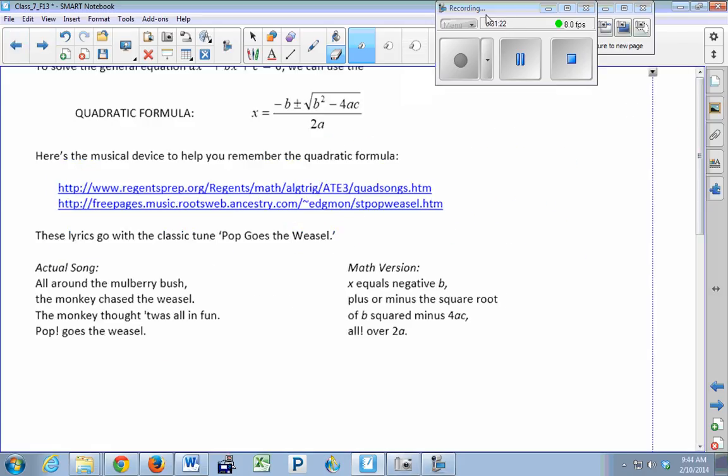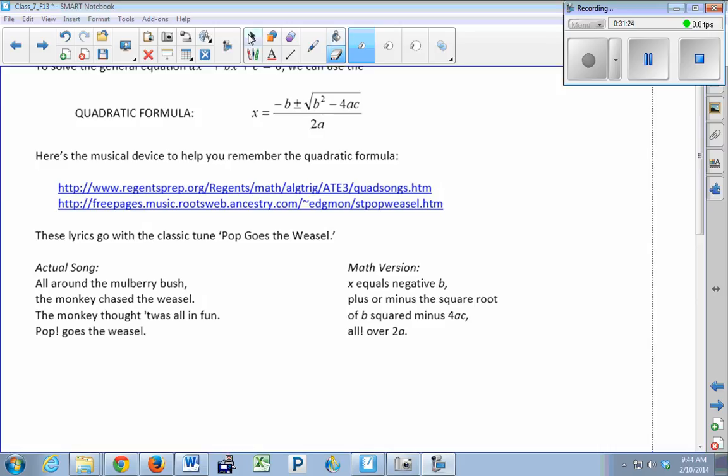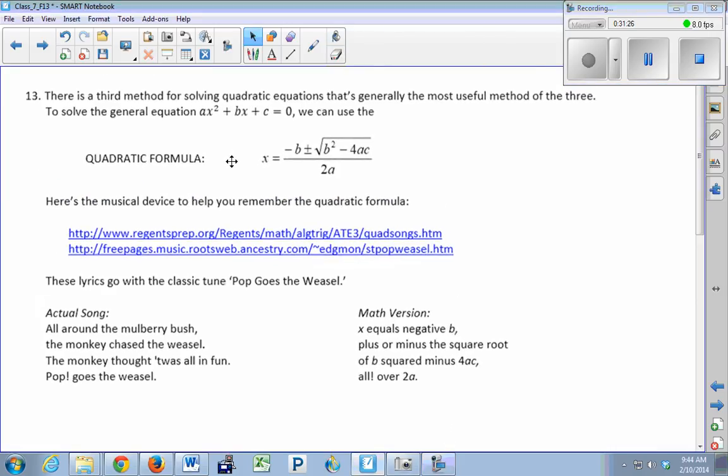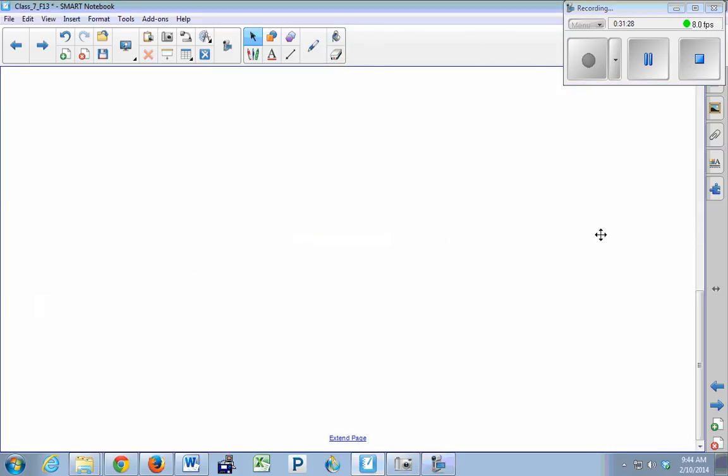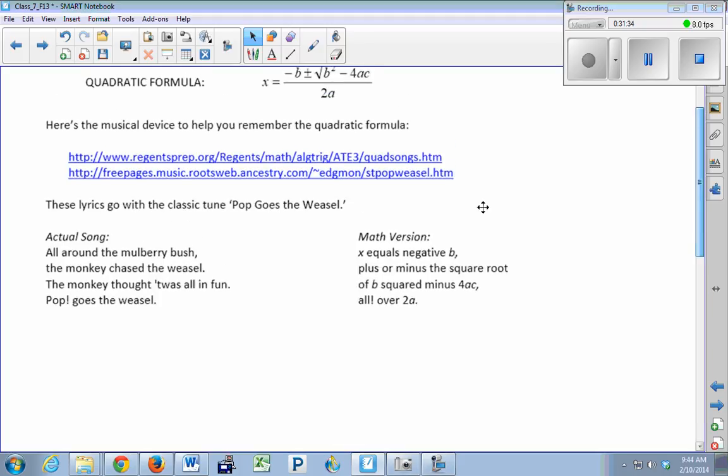Some students have trouble remembering these formulas. And why do we remember the ABCs when we're really little? Because it's to a melody. Now I had this wonderful little melody that has stopped working. It was right here. So we put the quadratic formula to Pop Goes the Weasel. All right, and then we're all going to sing.